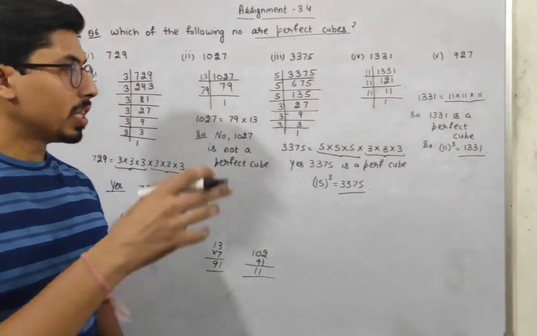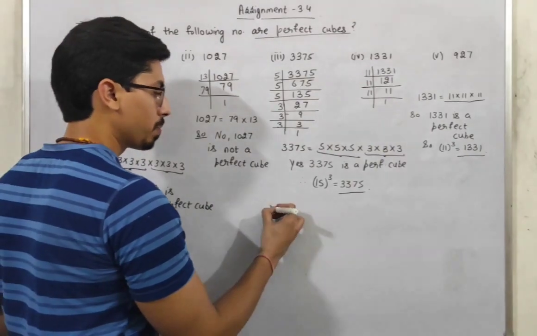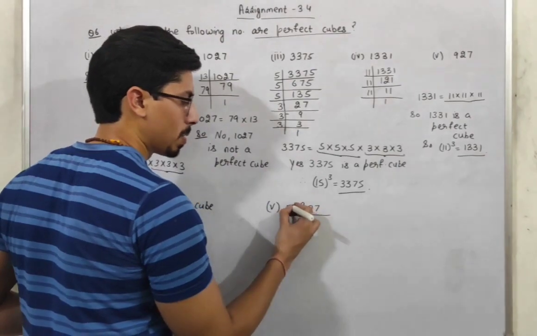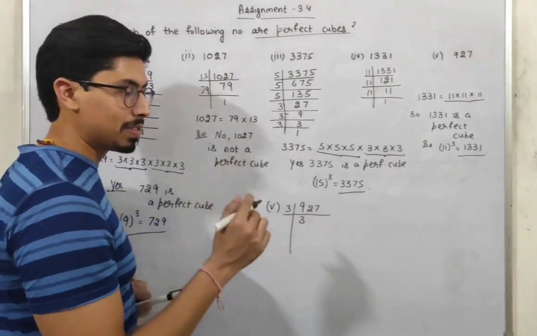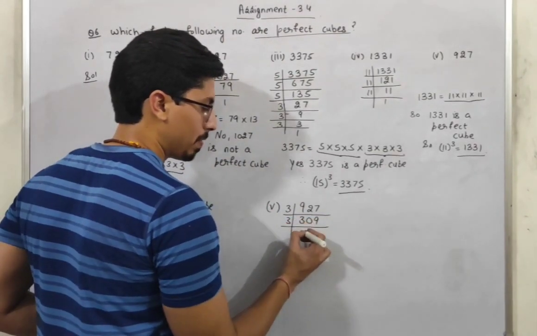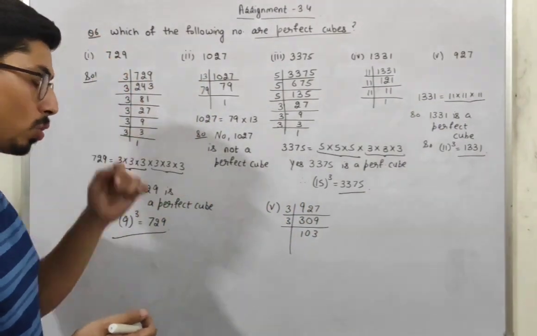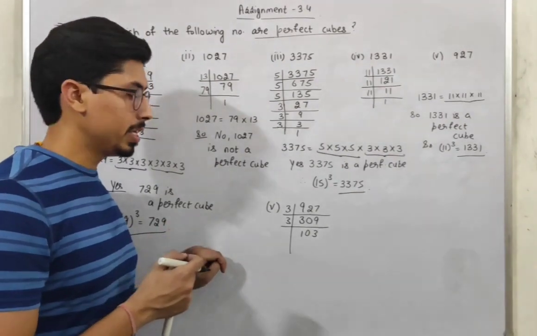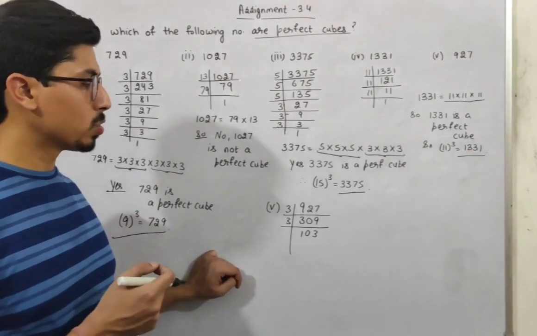Okay, so our last part, that is 927, students. If I take this fifth part, that is 927, students. So 927 is divisible by 3. So 3 9s are 27. 2 is not divisible, but just put 0. 3 9s are 27. Again by 3, it will be 103. Okay. Now, students, 103 is not divisible by 3. It is not divisible by 7 also, students.